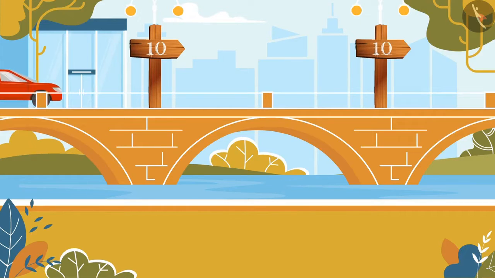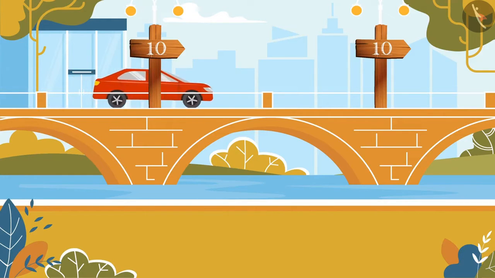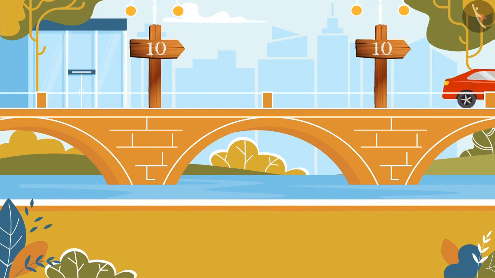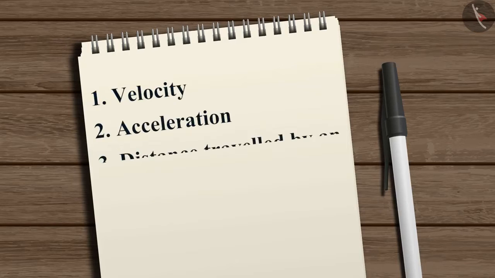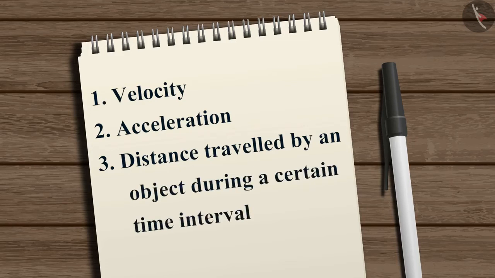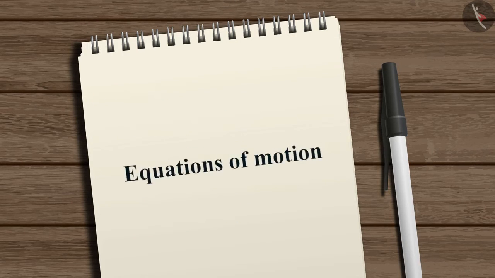Earlier, we have studied the motion of an object along a straight line in uniform velocity. Now, let us see how the velocity, acceleration during motion and distance travelled by an object during a certain time interval can be related using a set of equations called equations of motion.